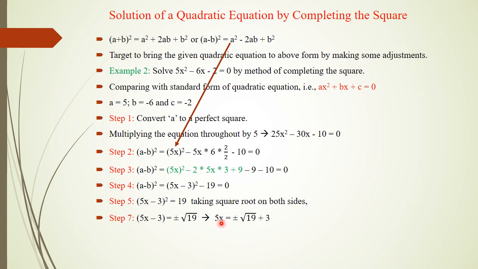Or if I just want to keep x on the left hand side, I'll bring this 5 to the right hand side. It will be 3 plus root 19 by 5 and 3 minus root 19 by 5, because I can have two values here. These are the two roots of this quadratic equation. Or I can say these are the two zeros of this quadratic polynomial, or the solution to this quadratic equation. You can cross verify by substituting these values of x in this quadratic equation and checking whether you are getting the answer as 0 or not.